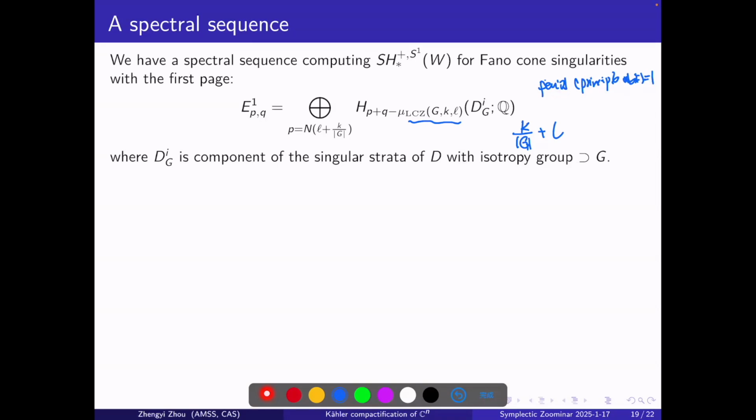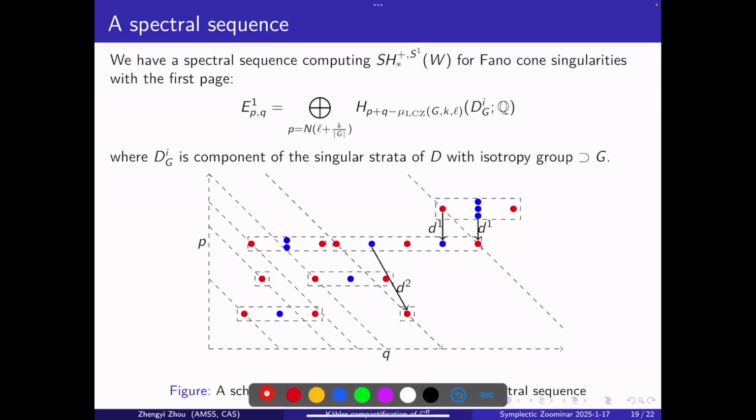So you have this spectral sequence, and this is a schematic picture of the exact sequence. This block corresponds to the homology of some family D_G. And P plus Q is a rational grading.